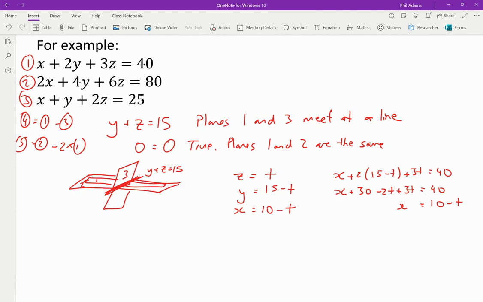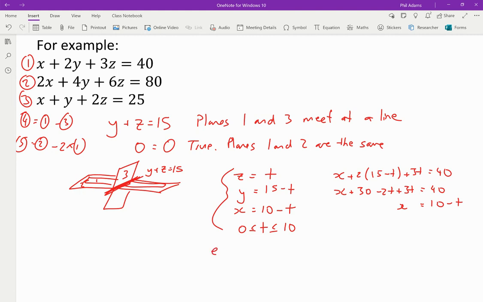Okay, so that's my solution set. I just have to get the range of acceptable values now for t. And you can see that t certainly can't be any less than 0, because if it went less than 0, then z would become negative. So that's our minimum bound. And the highest it can get to would be 10, because if it went to 11, x would end up going to negatives. So that is my solution set right there for a parameter t.